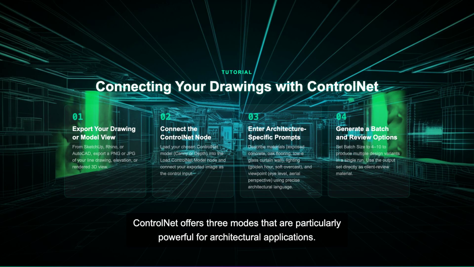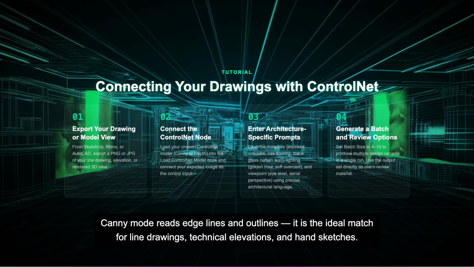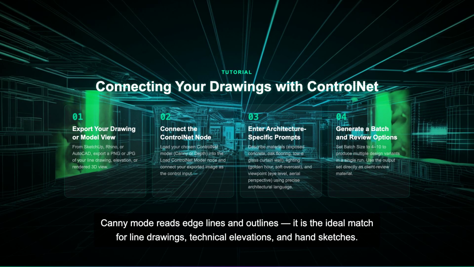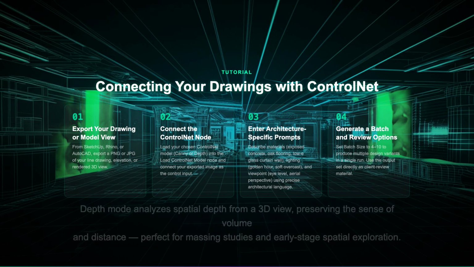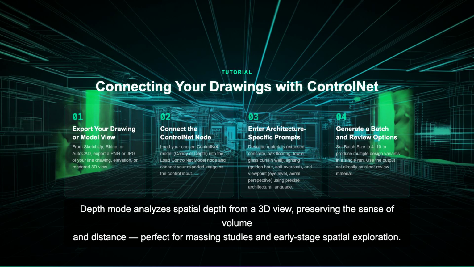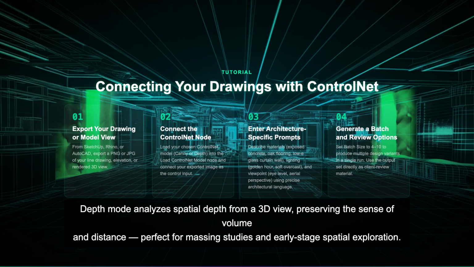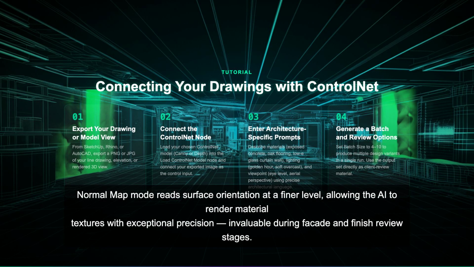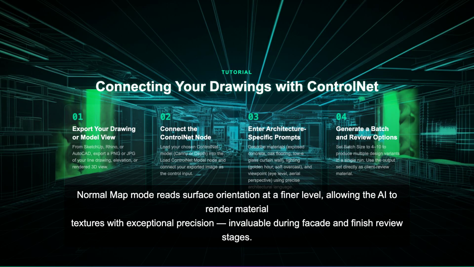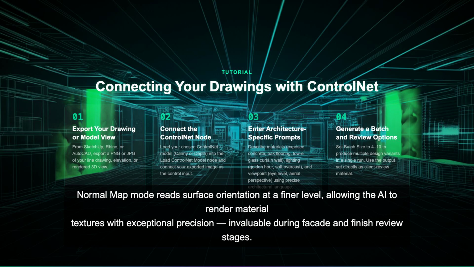ControlNet offers three modes that are particularly powerful for architectural applications. Canny mode reads edge lines and outlines. It is the ideal match for line drawings, technical elevations, and hand sketches. Depth mode analyzes spatial depth from a 3D view, preserving the sense of volume and distance, perfect for massing studies and early-stage spatial exploration. Normal map mode reads surface orientation at a finer level, allowing the AI to render material textures with exceptional precision, invaluable during facade and finish review stages.